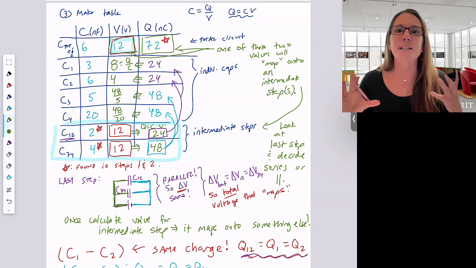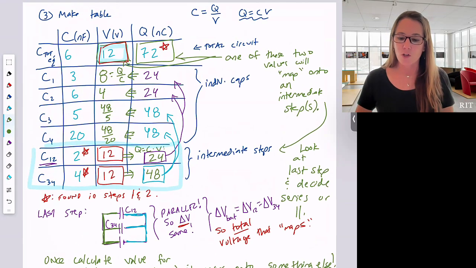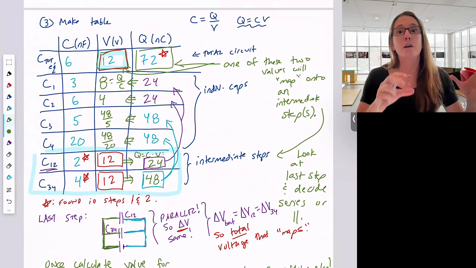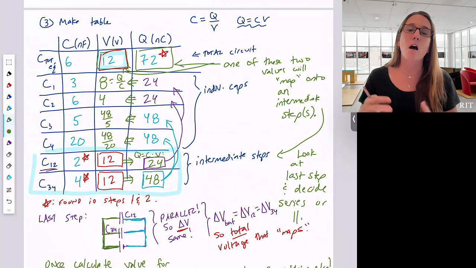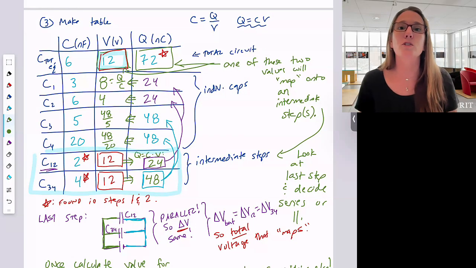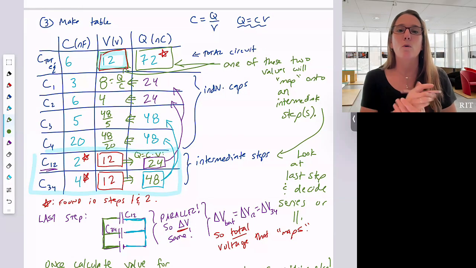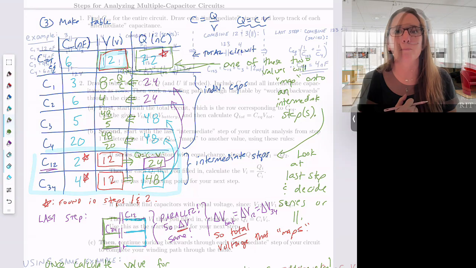Again, it's like a windy little logic puzzle. If it's series, then the charge maps. If it's parallel, then it's the voltage that maps. And we go through the whole circuit that way.